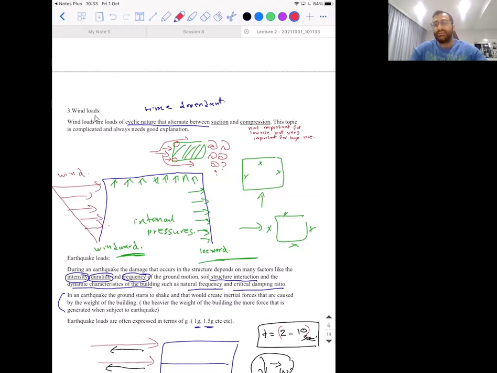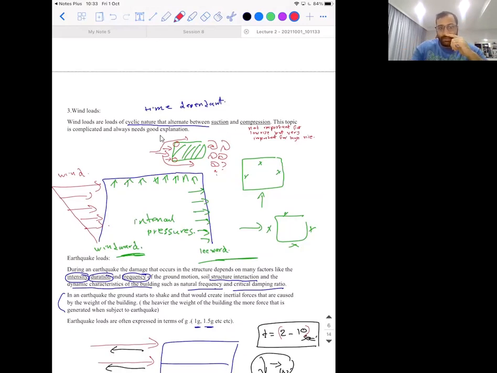Wind loads. Now we're going to talk about the third type of loading, which is very important. Wind loads. Now we're entering the time domain into the equation. Wind is time dependent. So wind loads are loads of cyclic nature. Cyclic means what? Time dependent. One cycle, two cycles, three cycles, etc. That alternate between suction and compression, either by pressure or by suction.